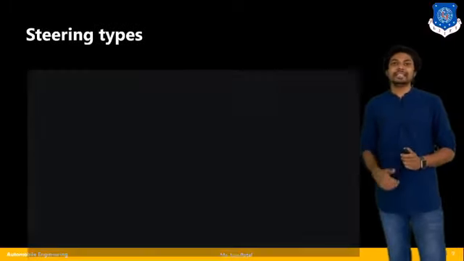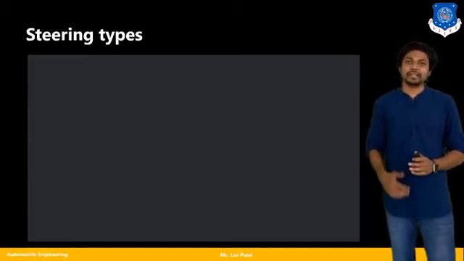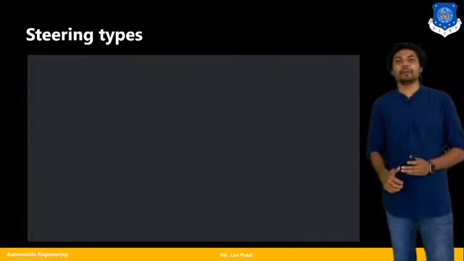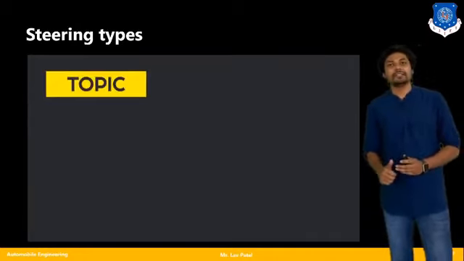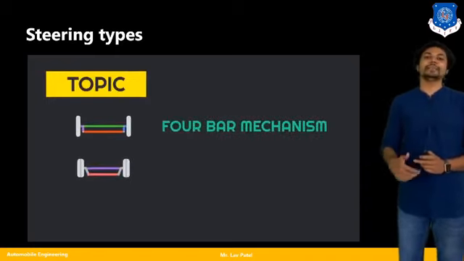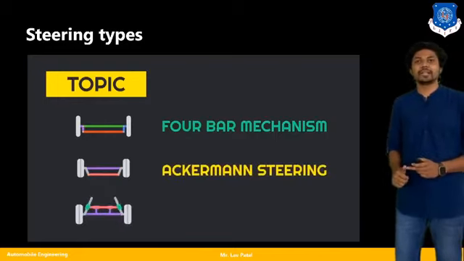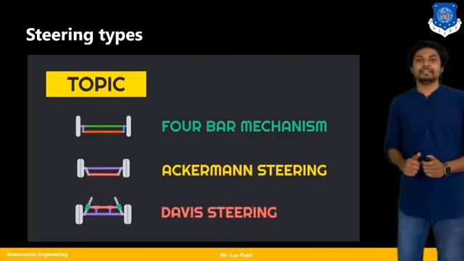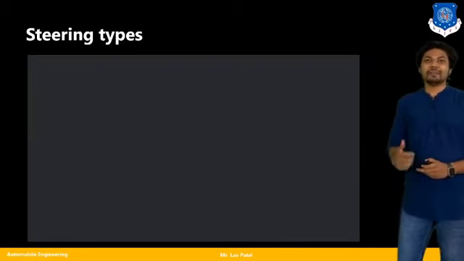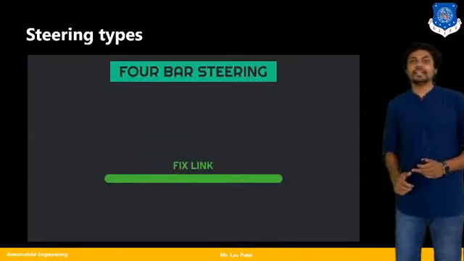Moving further, we will see different types of steering, in which we will cover three topics. The first is the 4-bar mechanism, that is the basic mechanism of steering type. Second is the Ackerman steering, and the third one is the Davis steering. So let us see these three types of steering one by one.